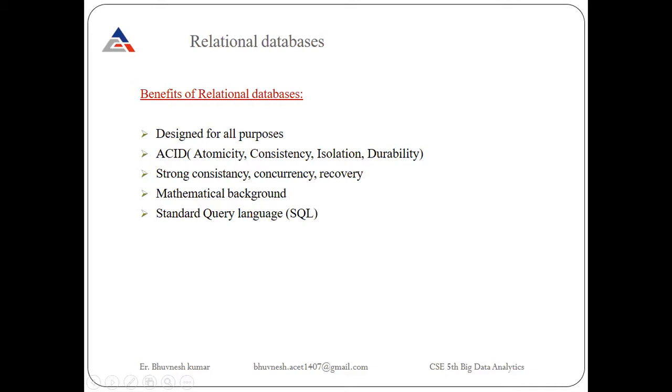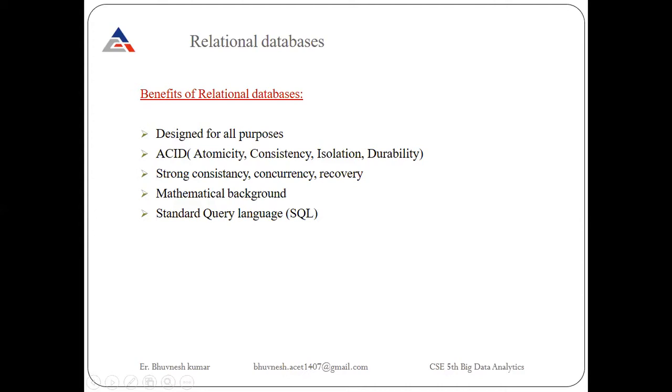Then further, what is a relational database? Relational means we are storing the data in the form of tables. We create a database with different tables, then relate those tables with each other. That is what relational means. Relational databases have benefits. The first benefit is that they are designed for all purposes, used to store data. In a relational database, the ACID property concept is used, and ACID stands for atomicity, consistency, isolation, and durability.